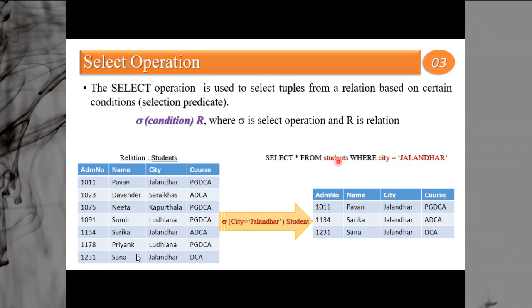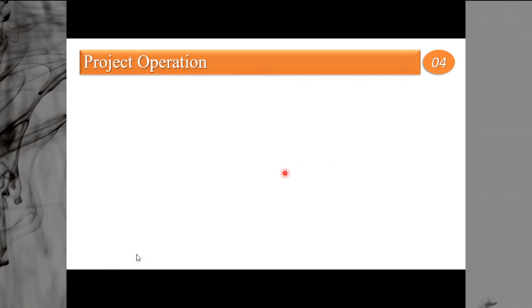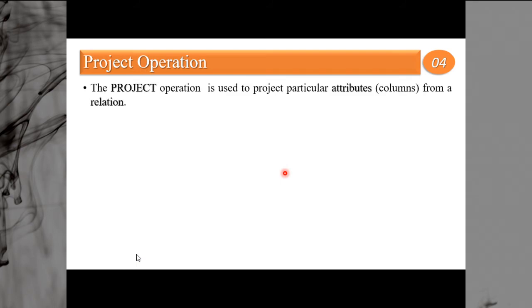Then we are having the name of the relation, and we are having the select operation. So this is your select operation. Then we are having project operation, that is called projection also. The project operation is used to project particular attributes from a relation. Selection is a horizontal selection where you are selecting a few rows from a relation. Similarly, in projection we are performing vertical selection.